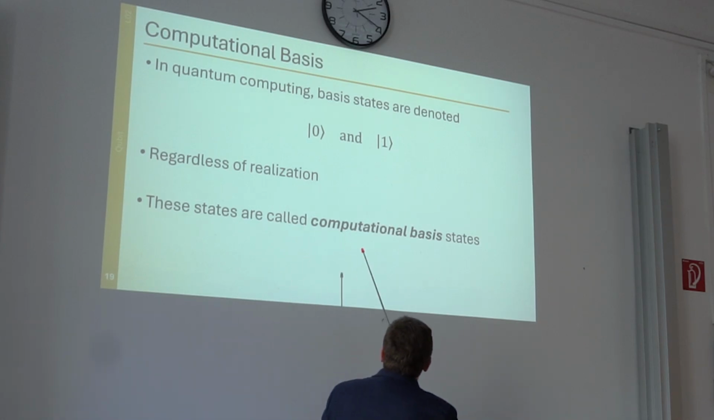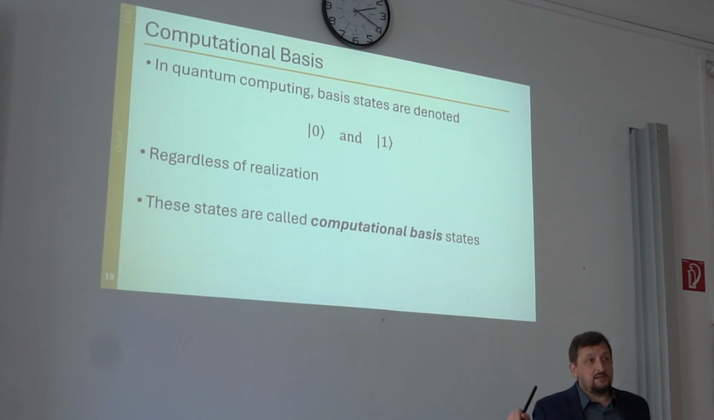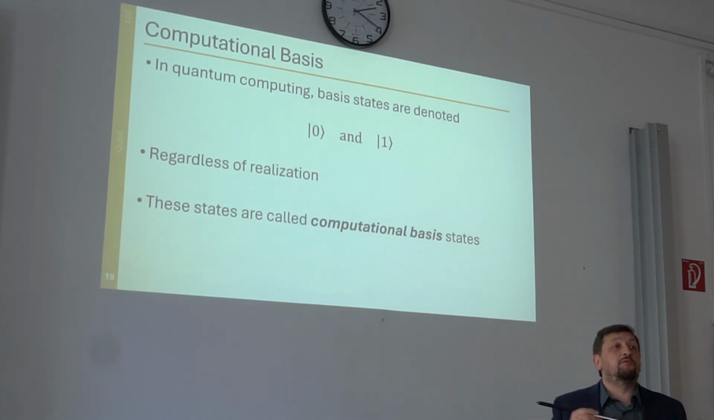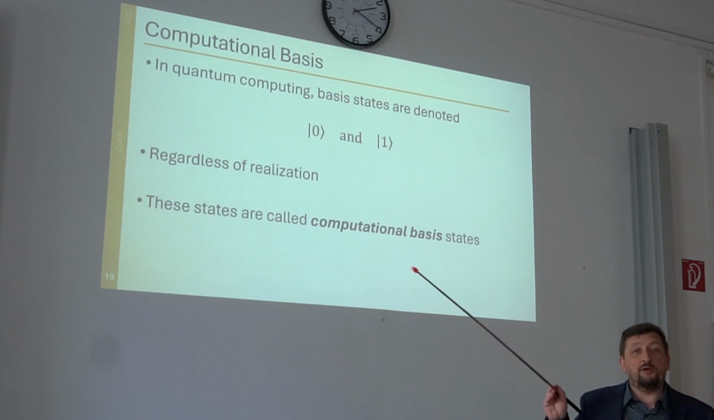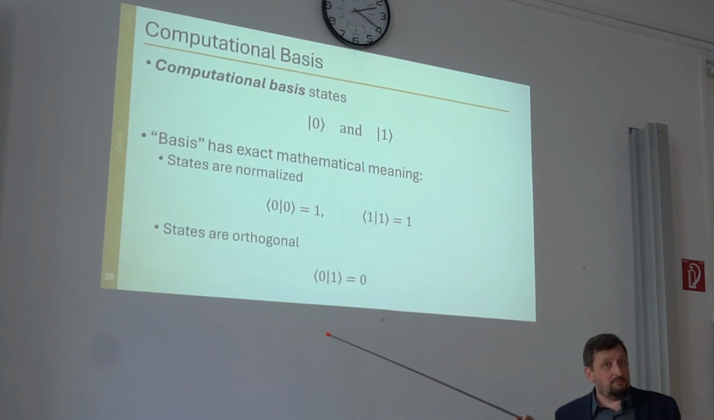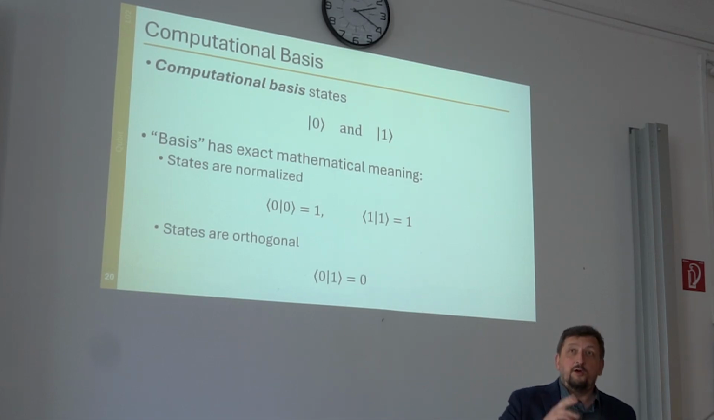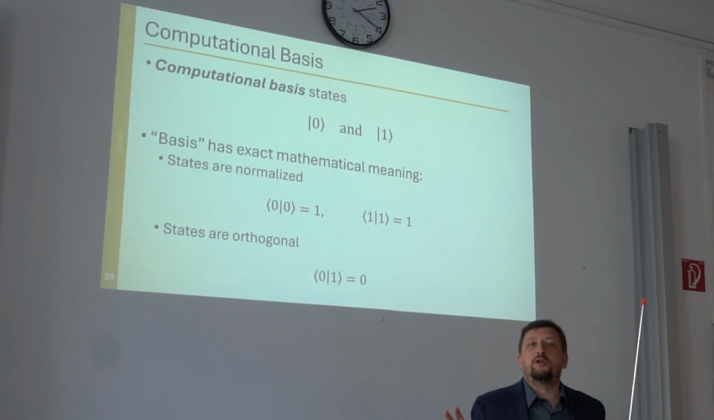And these states are called computational basis states. Why basis states? Because we can form superpositions between them, and also basis here has a very exact mathematical meaning. So what is a basis in classical physics? Like, what is a basis? A basis is a coordinate system.